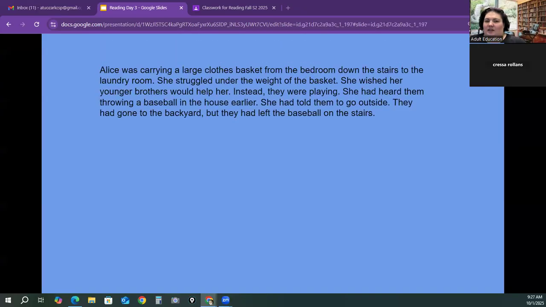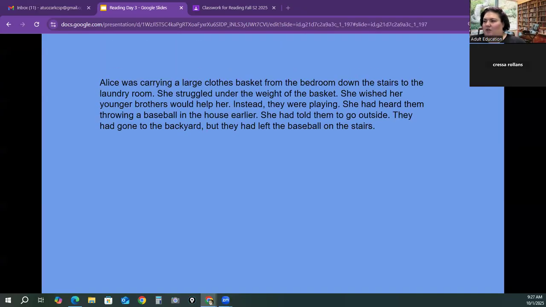All right, let's take a look at this. I'm going to read this to you and I'm going to ask you some questions. So Alice was carrying a large clothes basket from the bedroom down the stairs to the laundry room. She struggled under the weight of the basket. She wished her younger brothers would help her. Instead, they were playing. She had heard them throwing a baseball in the house earlier, and she had told them to go outside. They had gone to the backyard, but they had left the baseball on the stairs.